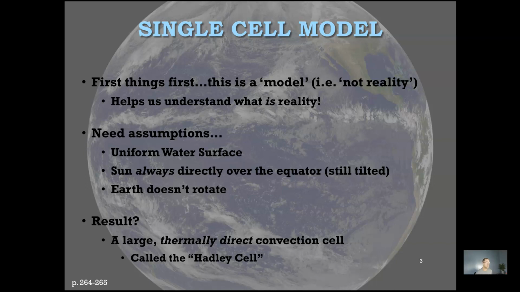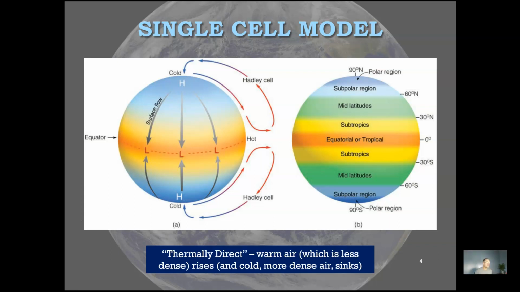In other words, we're going to have rising motion where we get substantial heating. Think of terms such as convection. And we're going to get sinking motions in areas that are cool. And so here, as you look at the single cell model, you can see that this is how things effectively evolve. Areas where the sun is directly overhead, the equator, we have hot conditions.